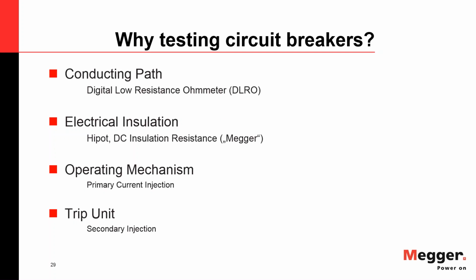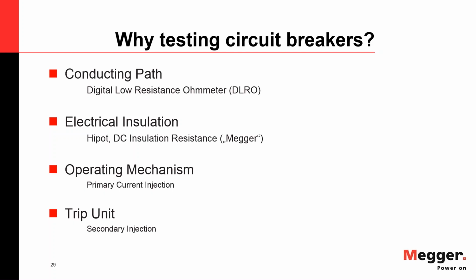So you can test line to load, all live parts to enclosure, opposite polarity, which means hot up B phase, ground A and C, and just make sure that the insulation, the dielectric withstand capabilities are still there. Then you can test the trip unit, just the trip unit by itself. That is called secondary injection. And then to test the actual operating mechanism, this is called primary current injection.